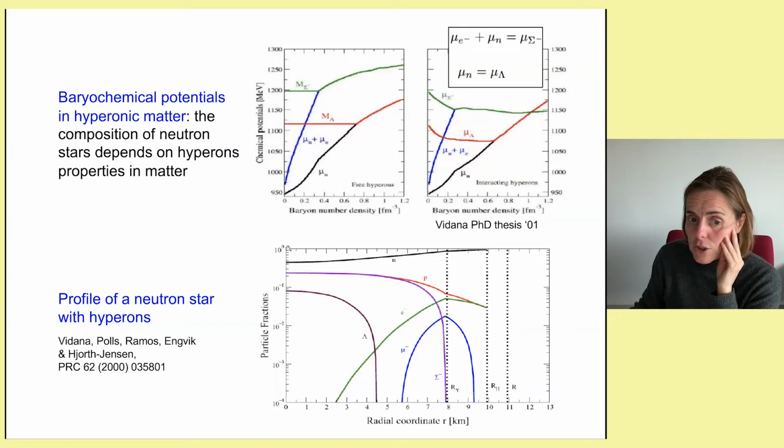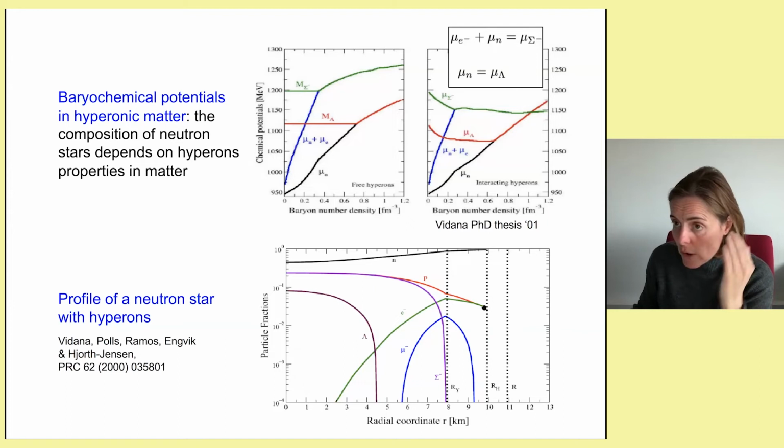And the first thing that appears are protons and electrons. So as you can see, you have not only neutrons, but already protons and electrons at very low densities. And you see that they go together because of charge neutrality. You have to have the same number of charged particles, positive and negative, okay?